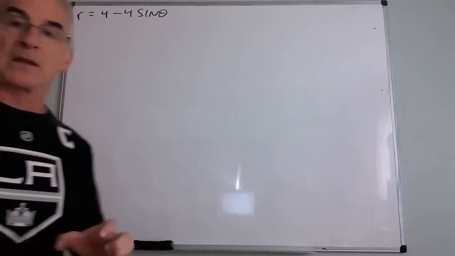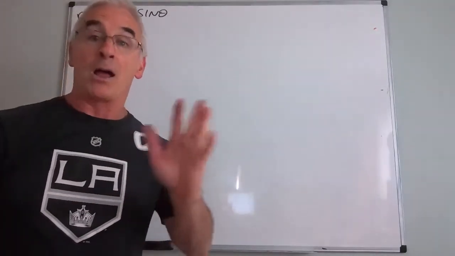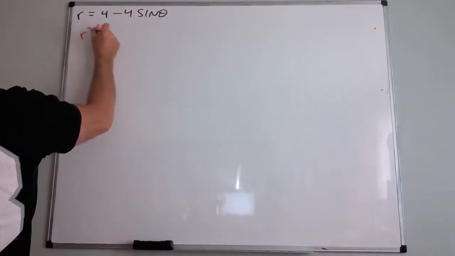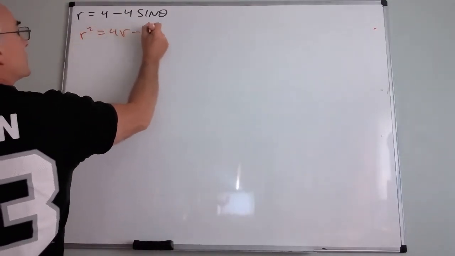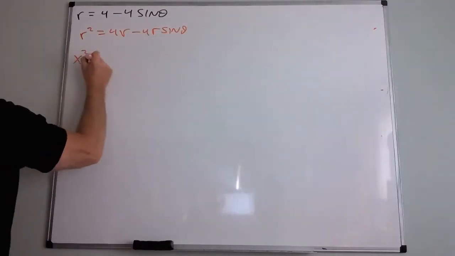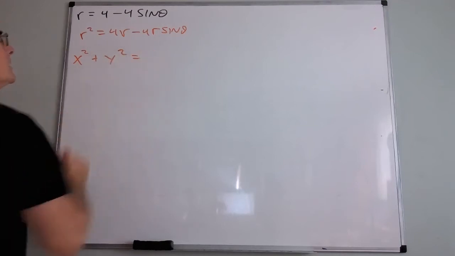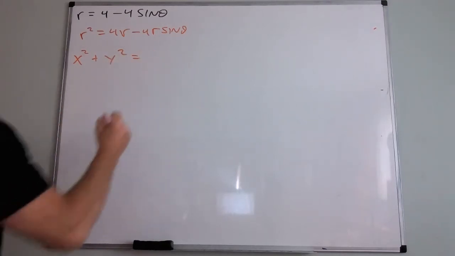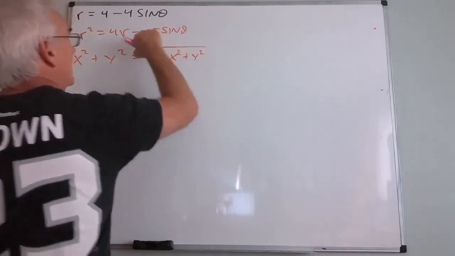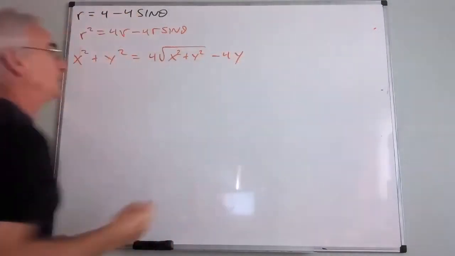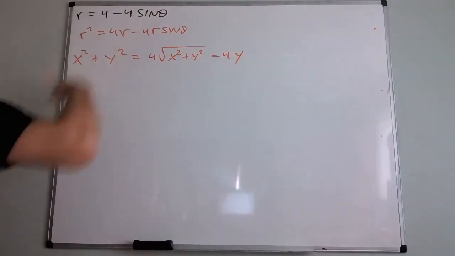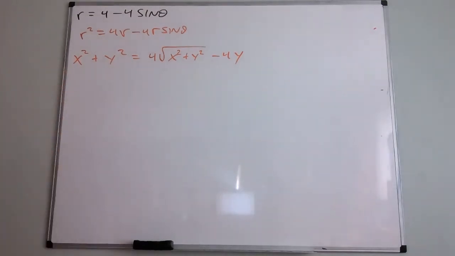And I asked that question because I want to multiply both sides by r, totally legal right now. So when I multiply both sides by r, I get r squared equals 4r minus 4r sine theta. Perfect. That gives me now x squared plus y squared. Well, if r squared is x squared plus y squared, then 4r really has to be 4 times the square root of x squared plus y squared, minus 4y. Beautiful. So I took this relatively simple r theta statement, and now I've made it into rectangular coordinates.